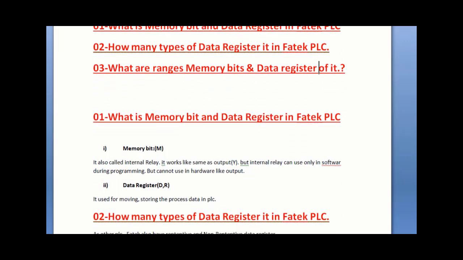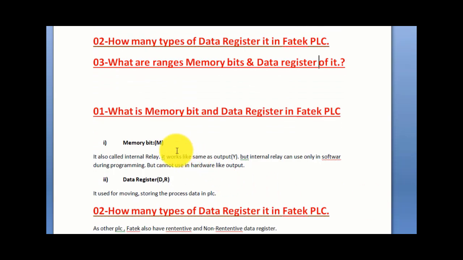Now, the first one is what is the memory bit and data register in the Fatek PLC. The memory bit's symbol is M. It's also called internal relay. It works like an output, but an internal relay can be used only in software during programming, but cannot be used in hardware like an output. In the output of the PLC, we can use it as hardware, we can connect a wire to the output. But a memory bit can be used only in programming. I will do it practically in software in this lecture.